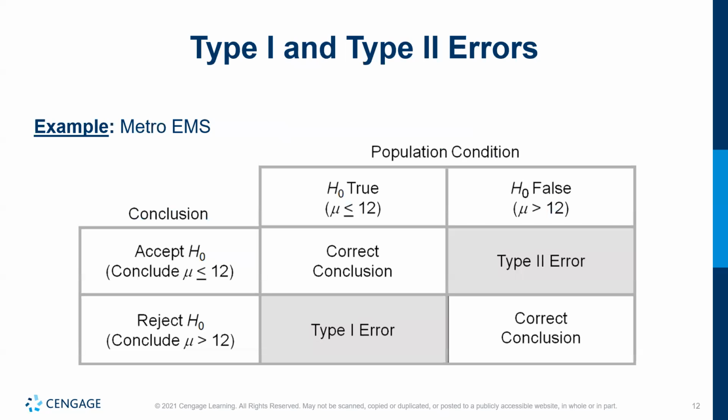So here they have it just laid out in a little table for you, okay? So if we accept the null hypothesis and the null hypothesis is actually true, then we've come to the correct conclusion. But if we accept the null hypothesis that our response time really is less than or equal to 12 minutes, but it's not actually true, then we're creating a type of error, okay, type 2 error. If we reject the null hypothesis, even though it is true, that's called a type 1 error. And then if we reject the null hypothesis and it's actually false, then we've come to the correct conclusion.